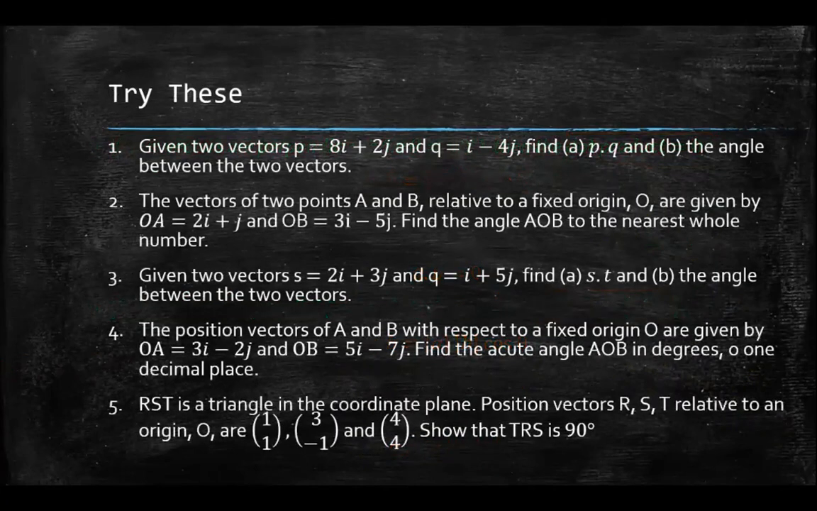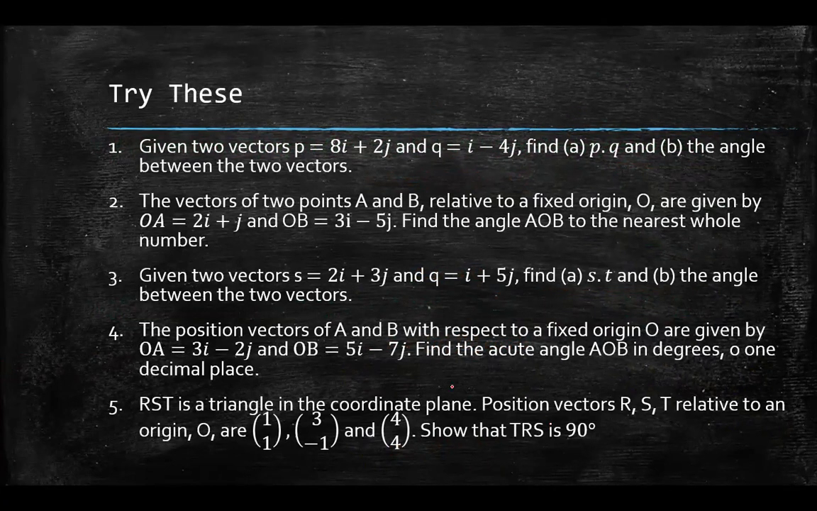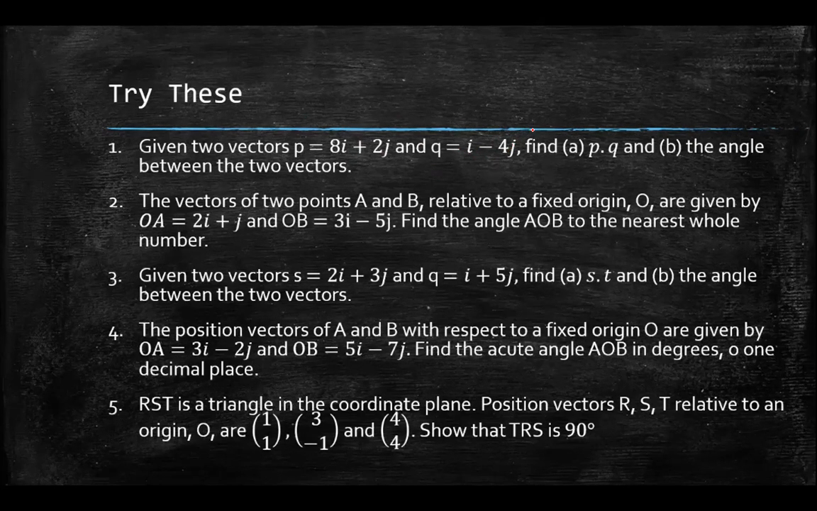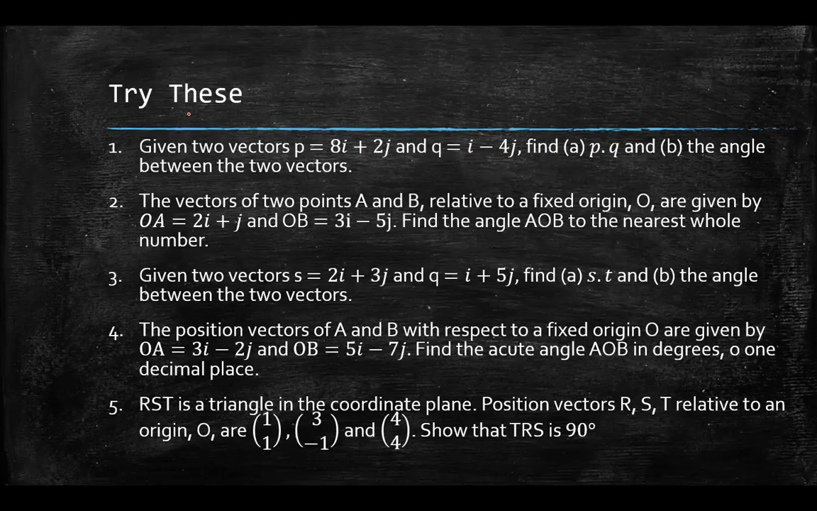Time to practice, of course. So I will do the first one with you, and then you get to try the others. Given two vectors, P is equal to 8i hat plus 2j hat, and Q is i hat minus 4j hat. Find part A, the dot product, so P dot Q. And then for B, they want you to find the angle between the two vectors. So just write down this question for me. Let me know when you're finished.